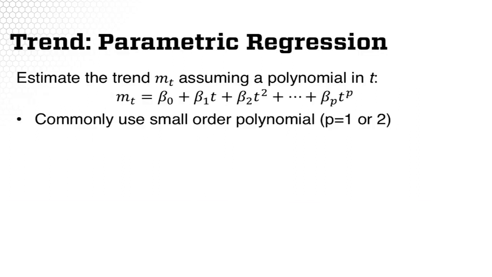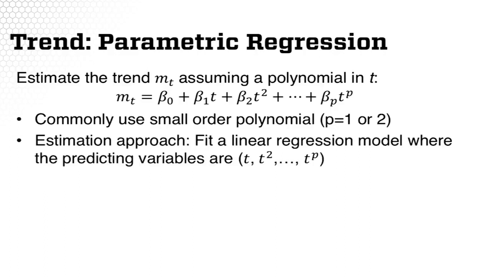We can also use a standard linear regression to estimate the trend. We can define the trend as a polynomial of order p, where the betas will be the regression coefficients. The most common polynomial trends are with p equal to 1 or p equal to 2. For higher polynomials, it is better to use non-parametric regression, particularly if p is not known in advance.